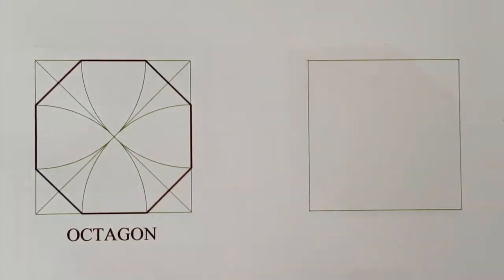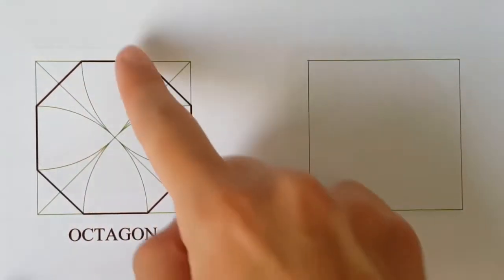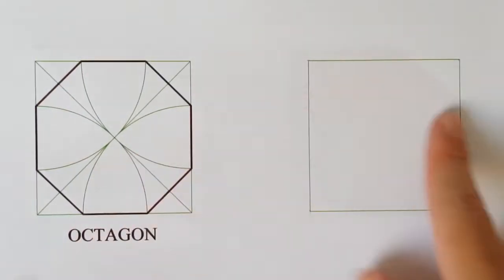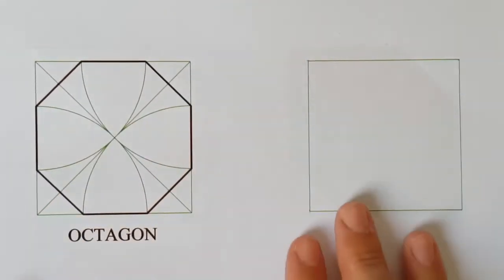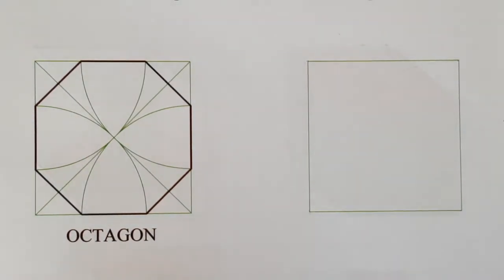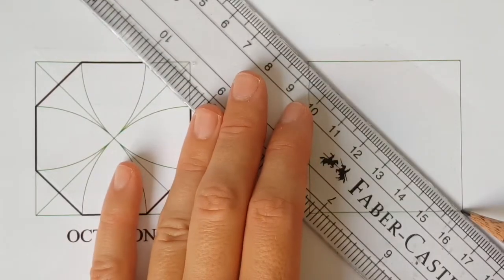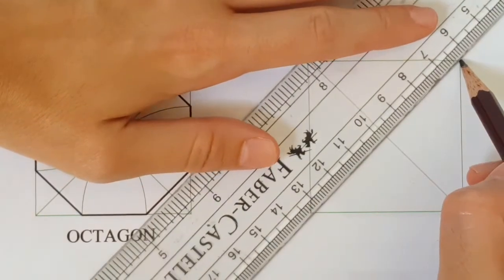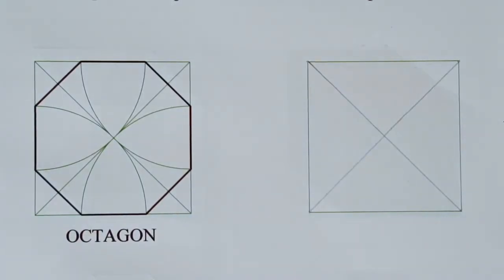Now we're going to be constructing octagons. We're going to construct our first octagon from a square. As you can see, this is formed from two diagonal lines crossing each other and then intersecting arcs. Now let's start step by step. Let's start by drawing the crossing diagonal lines. When these two lines intersect, you would find the center of this square.